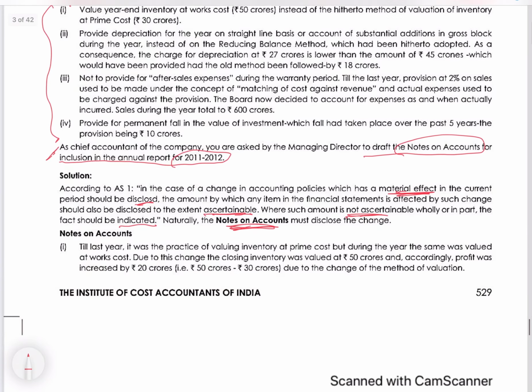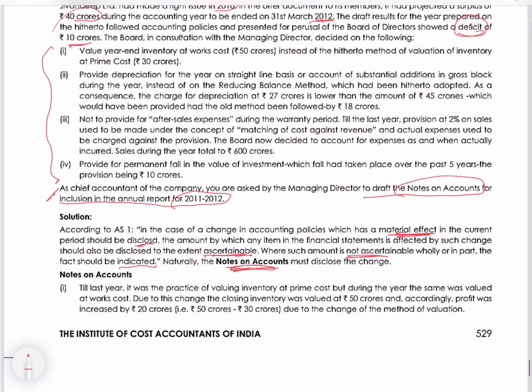So how? We will read the first. Value year end inventory at works cost 50 crores instead of the hitherto method of valuation of inventory at prime cost 30 crores. So what has happened? Earlier they were valuing inventory at prime cost at 30 crores. And now they have changed it to works cost. First they were valuing at prime cost, now they are valuing at works cost, so the value of inventory has become 50 crores.